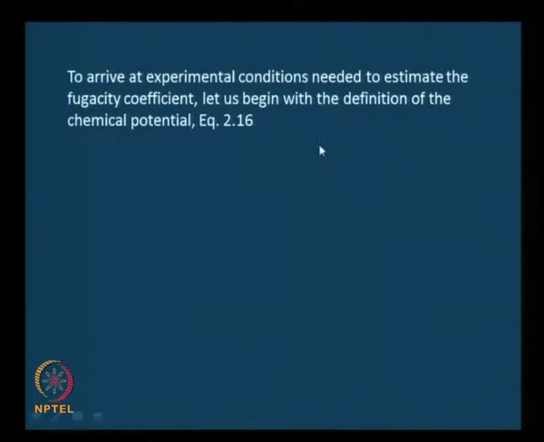Now, first to arrive at the experimental conditions needed to estimate the fugacity coefficient, we are going to begin with the definition itself, the definition of the chemical potential, which we had given in the previous module. If you remember, this was equation 216, we will mention this once again. Dou Gt dou ni at constant T, P and all other nj's different from ni, this was defined as the chemical potential when we first introduced or first strengthened the idea of the chemical potential. This was equation 216 way back in the previous module.